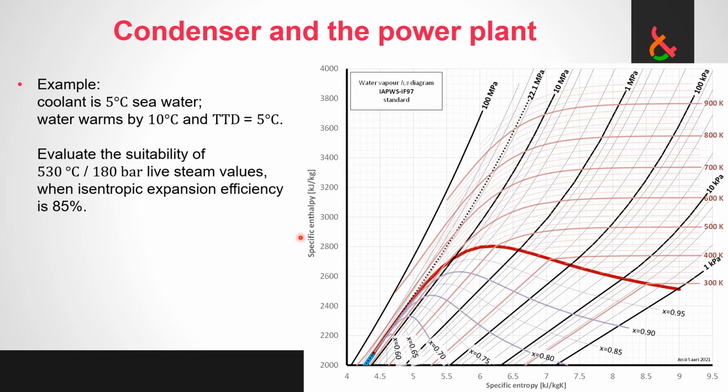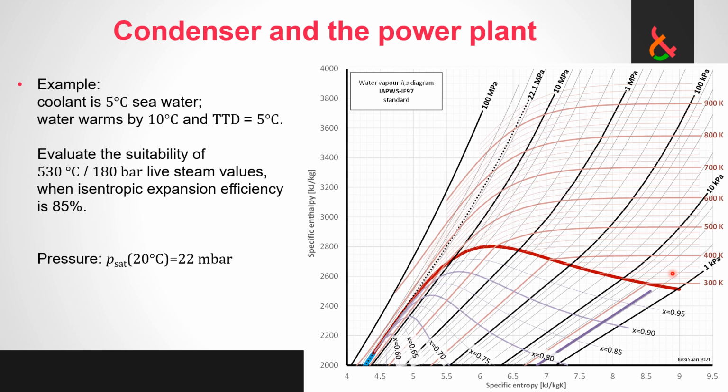So how do we go about this? First we need to find the condenser pressure, and we can do it with this data. The 5 degrees seawater gets heated by 10, it goes out at 15, and the steam condenses 5 degrees warmer than that, so 20 degrees. Saturated pressure at 20 degrees Celsius is 22 millibars, or in HS diagram units, 2.2 kilopascals. So that's our curve right there.